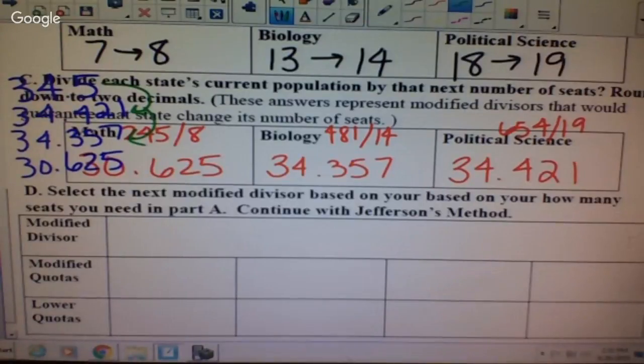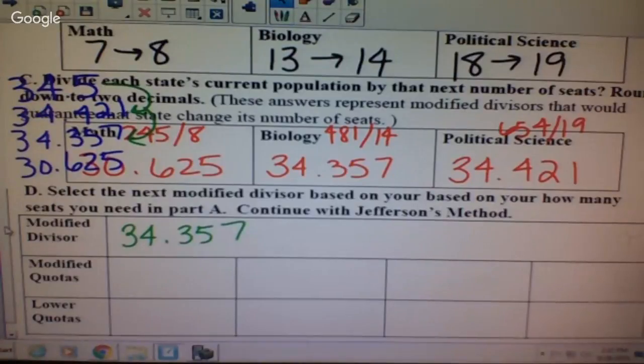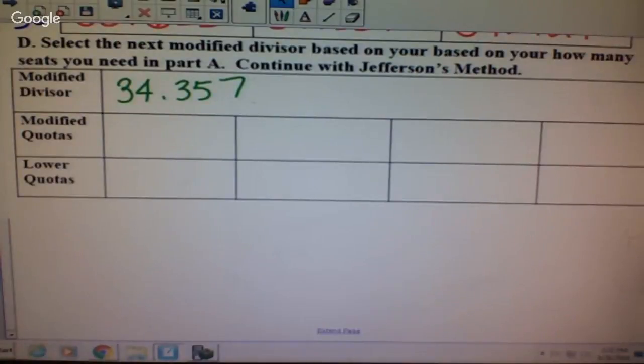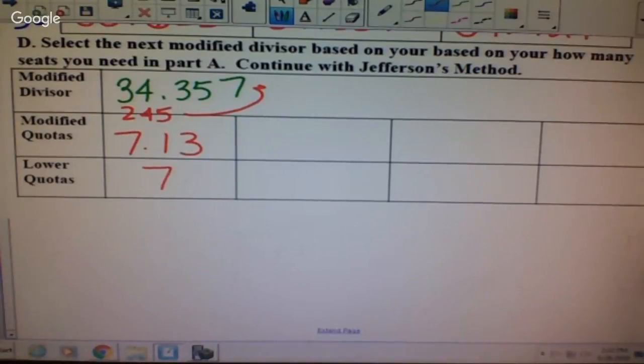Can you let me finish this example real fast? So that means I'm now going to use 34.357. Now you've got to go through that whole long process again. We take 245 and divide it by this modified divisor, and this should give you 7.13, which means I have a lower quota of 7.